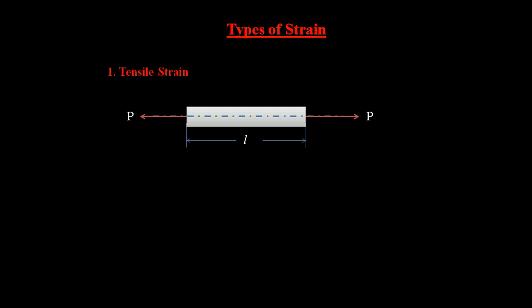So initially I am assuming the length of the body as L, and after the application of the force or load P, the extension has taken place like this. This change in dimension, that is extension, I am assuming as DL, that is the change in length or increase in length. So these are the changes that happened due to the tensile force we have applied, and we can find the tensile strain with the help of the definition we can give to the tensile strain.